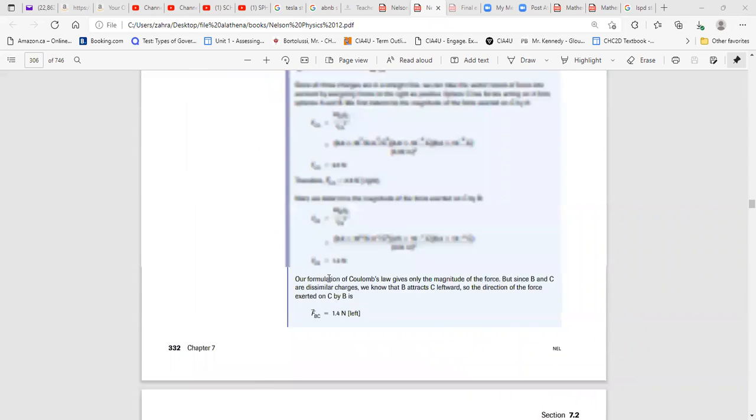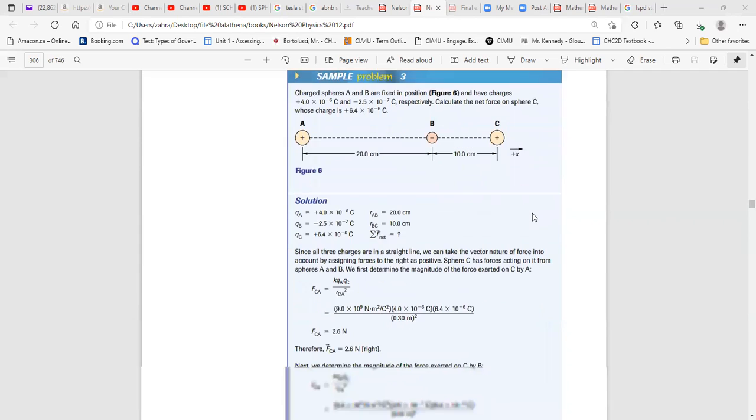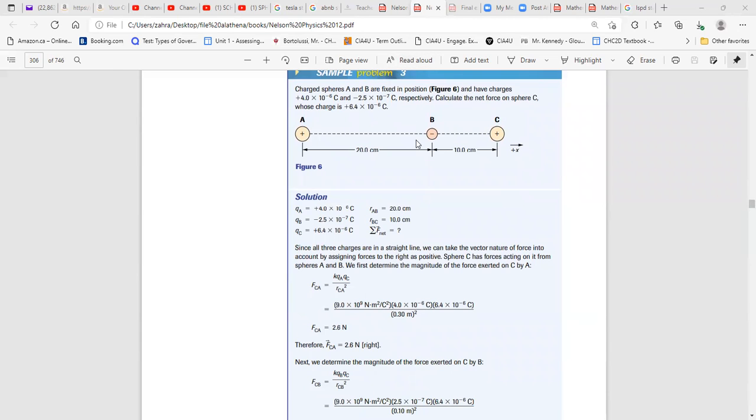Here is another example. You have three charges here. Charges A and B are fixed, with a positive charge on A and a negative charge on B. Calculate the net force on sphere C, which is a positive charge, right?